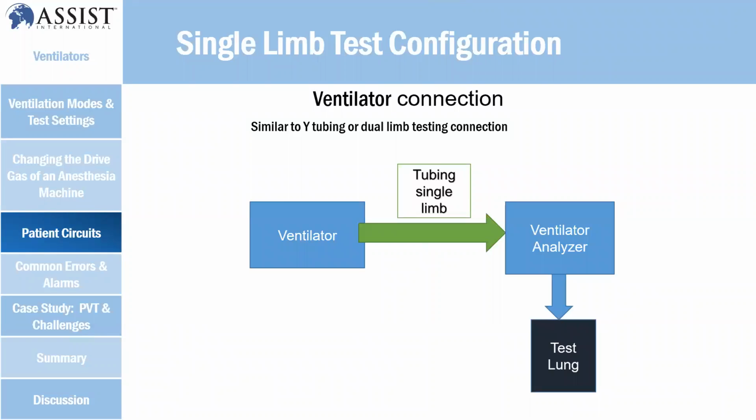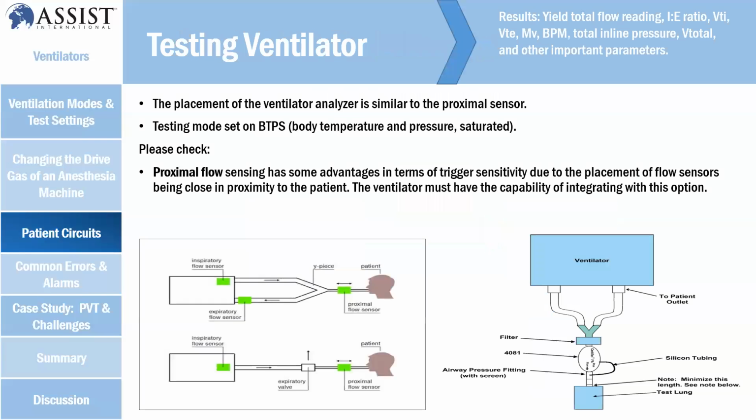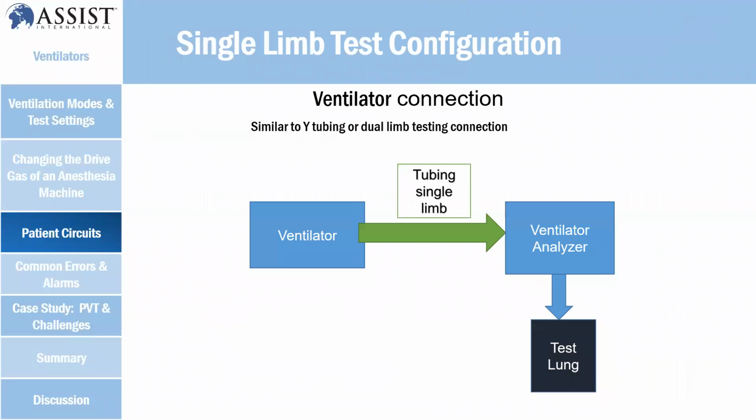And if you see on the single limb part, the single limb test configuration, you can see the ventilator, then single limb tubing going to the ventilator analyzer and test lung. Always remember, your test lung plays a very important role, because you need to have a certain pressure to test. So you need to have a 1 liter test lung for adult and a 500 ml test lung for neonate.